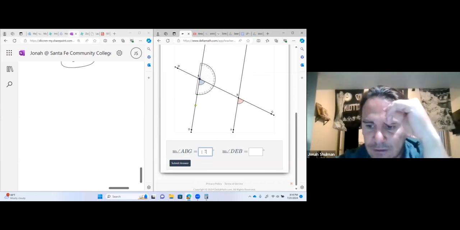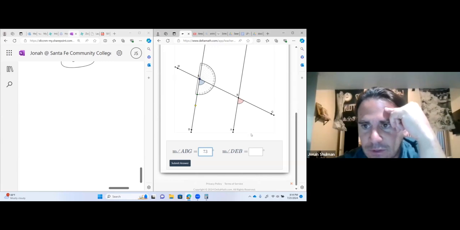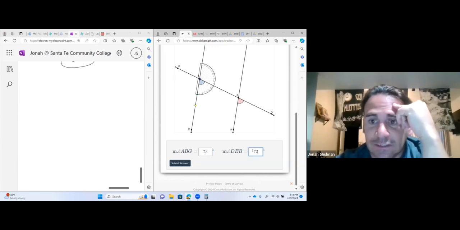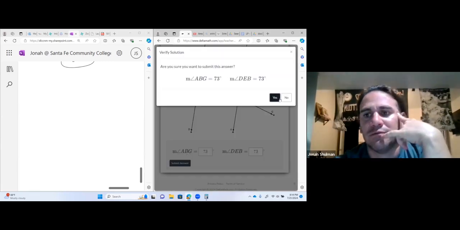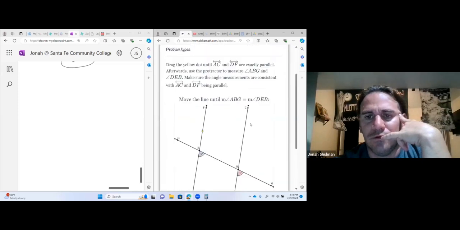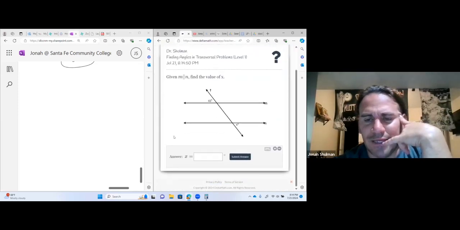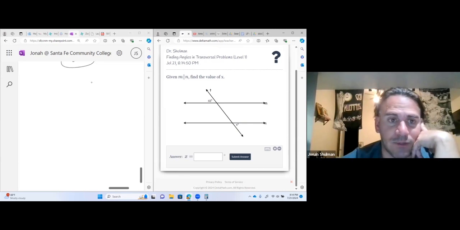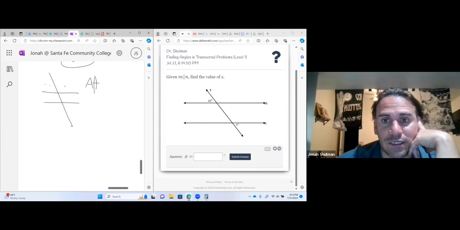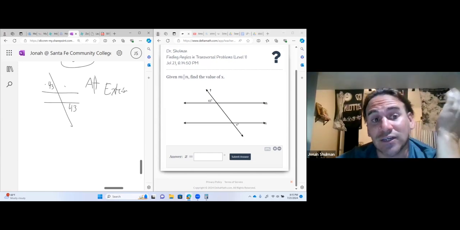ABG is 73. DEB is 73. Crazy stuff, right? Measurements. Beautiful. All right, we got to find these angles. These are called what? You got to remember the names. They alternate. These are alternating exterior angles. That's the whole point of these. Can we remember the name? So 43, 43. They were on the same side, they'd be called consecutive.